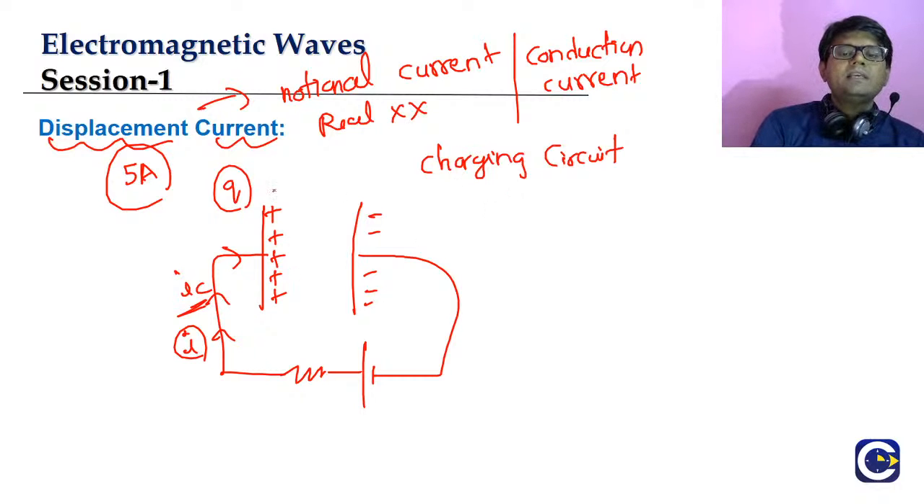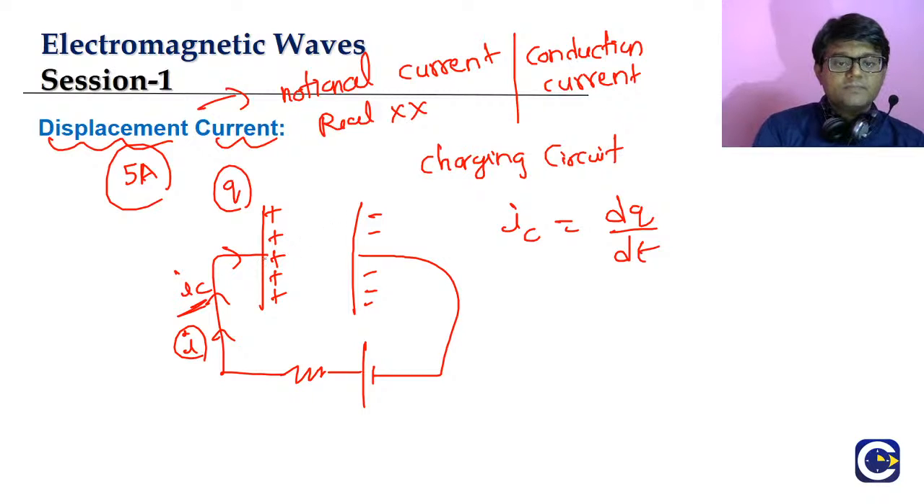So what we can see is how this conduction current is related to the charge on the capacitor plates. I will be equal to dq by dt, the rate at which the capacitor plates are getting charged, because we are looking at the situation where the capacitor plates are getting charged. Let us keep it as equation 1. This is what will be our conduction current.